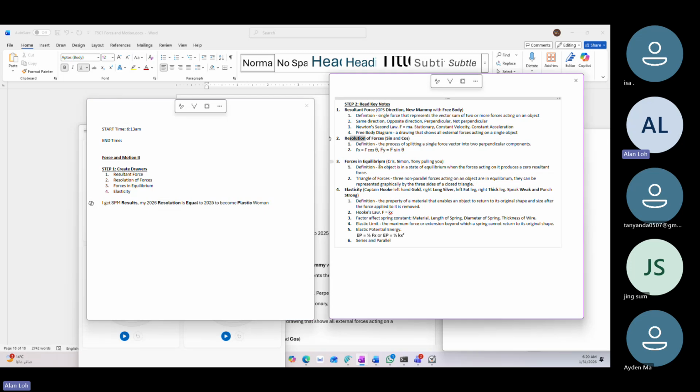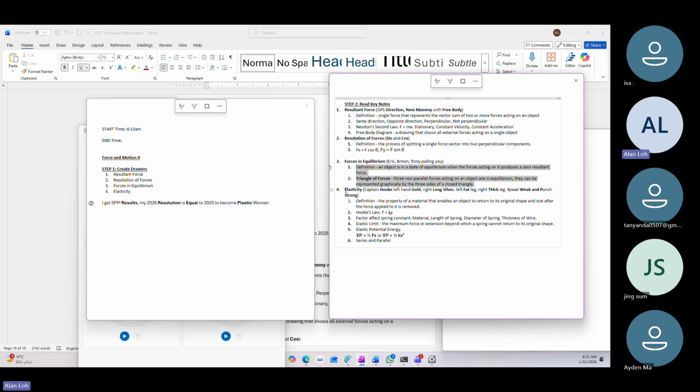Forces in equilibrium. Also, there is a definition, and the name equilibrium itself gives you an idea what we are going to learn. It's talking about the state of equilibrium, static, not movement. Then there is the triangle of forces. Triangle of forces is a method for you to define this equilibrium, and that's it. So this year's resolution is equal to last year's resolution.